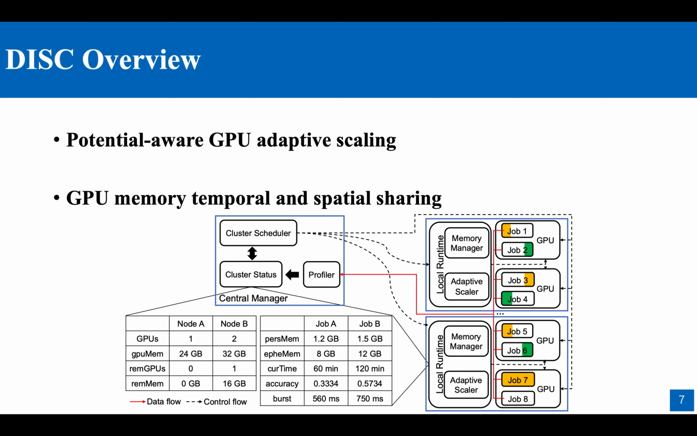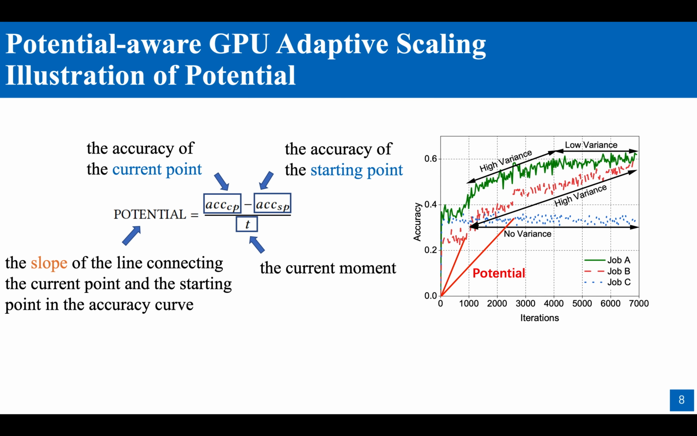The central manager includes the cluster scheduler driven by memory usage patterns and the cluster status module for maintenance of cluster resources and HPT jobs information. Now we talk about the potential-aware GPU adaptive scaling.